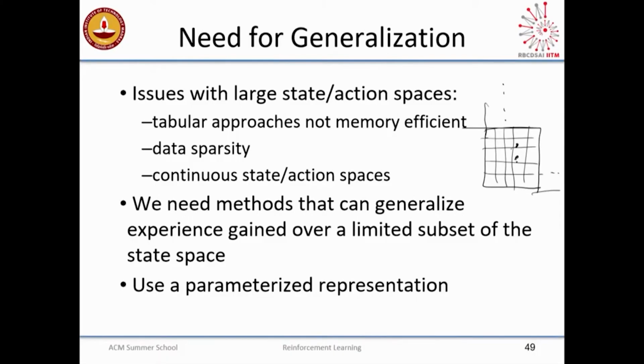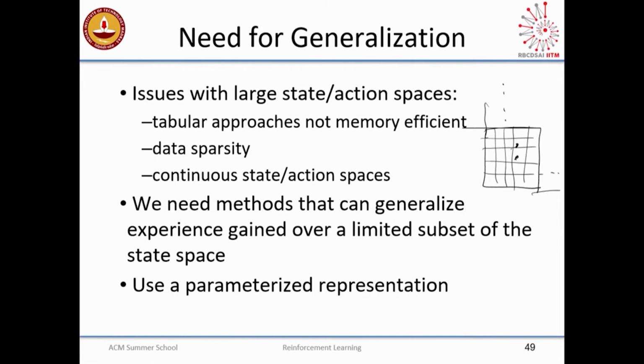This just goes back to what you are learning in regression. You guys did regression? So this is essentially what you are doing in regression. Things that look similar, you want them to have similar outputs. So we need methods that can generalize experience gained over a limited subset of the state space to the entire state space.